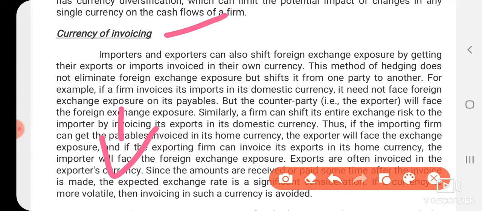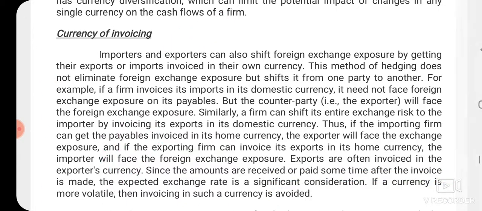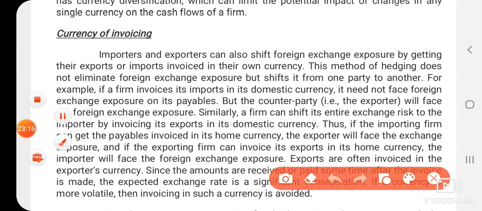In such situations, what we are doing with currency of invoicing is just shifting the foreign exchange risk. How? By getting their exports or imports invoiced in their own currency. We can discuss this elaborately. This method of hedging does not eliminate the foreign exchange exposure.